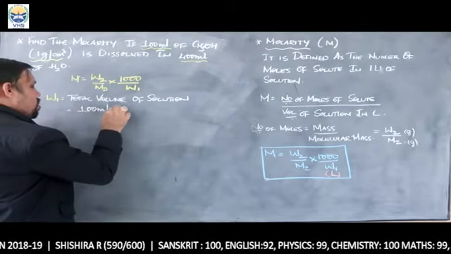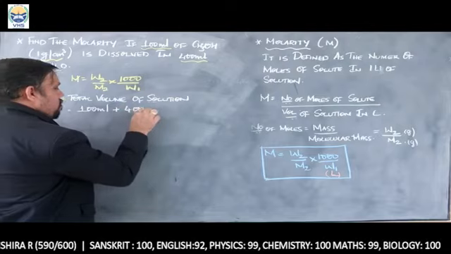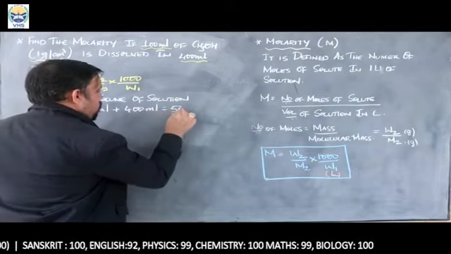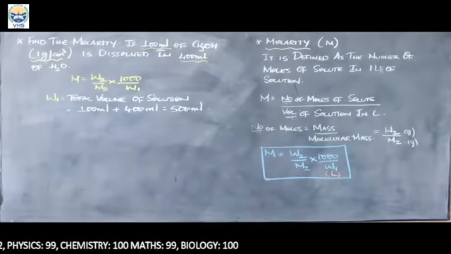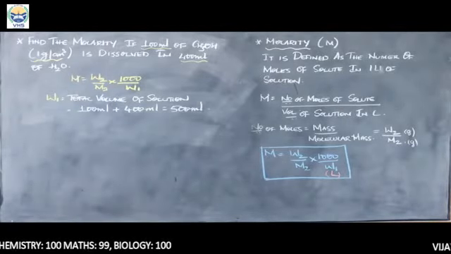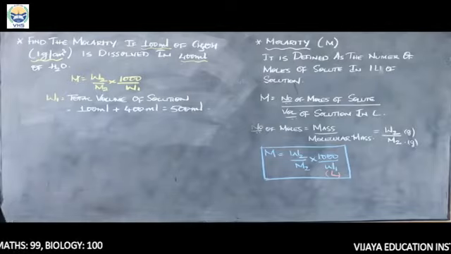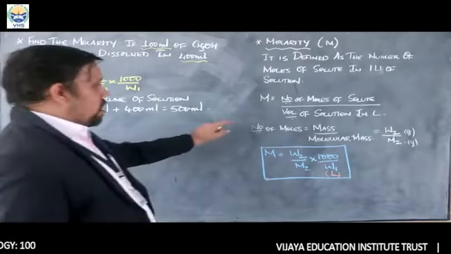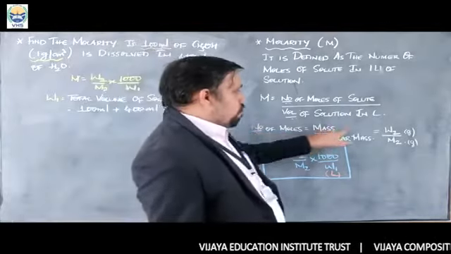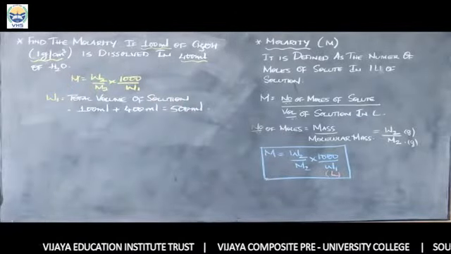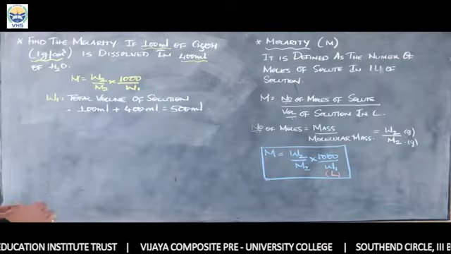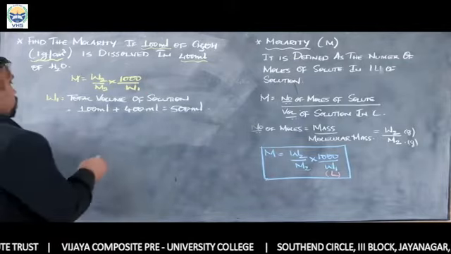100 ml plus 400 ml, which is equal to 500 ml. So 500 ml is the volume of the solution. Now you have to find out W2. As you remember, the number of moles, the mass should be expressed in grams. They have given it in ml. So now here you are using another formula by name.